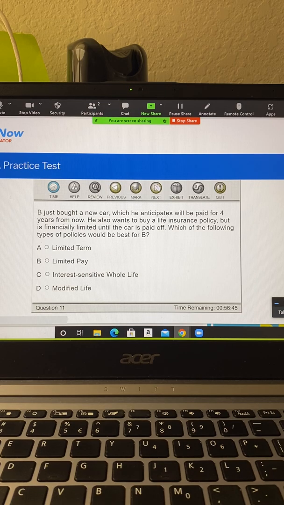B just bought a new car, which he anticipates will be paid for four years from now. He also wants to buy a life insurance policy, but is financially limited until the car is paid off. Which of the following types of policies would be best for B? What is limited term? Nothing. Something they made up, so you know that isn't it. Okay, I've never even heard of that.